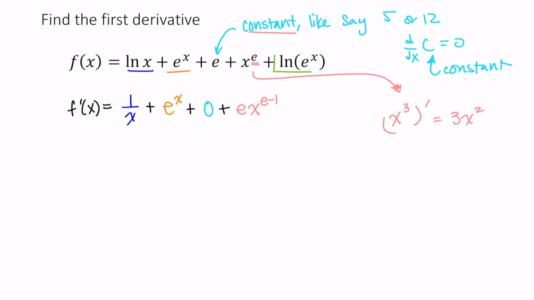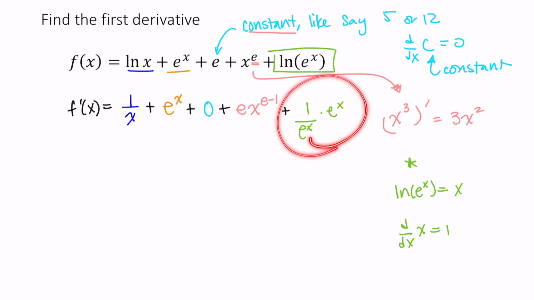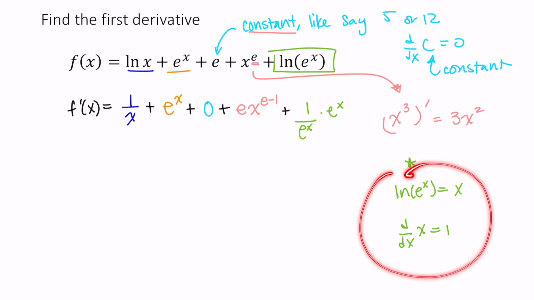All right, and finally this one. So we could apply the chain rule to get plus 1 over e to the x times the derivative of the inner one, e to the x. Alternatively, you could notice that ln of e to the x is equal to x, and the derivative with respect to x of x is just 1. And we're going to get the same thing here. This is just going to be 1.